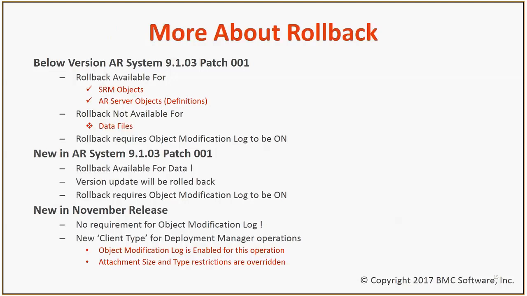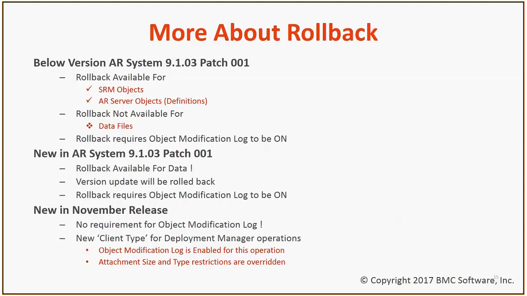Now in 9103 patch 1, rollback for data was included. So that enabled us to roll back a version update in case you roll back your patch. But in 9103 patch 1, rollback still required object modification log to be on. Starting November release, there's no requirements for object modification log to be on.